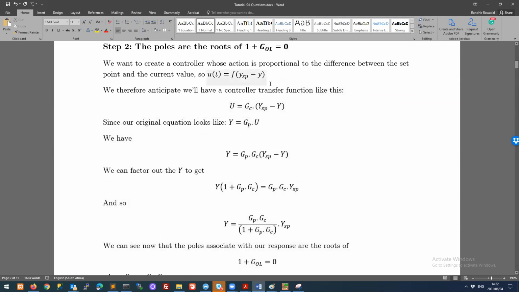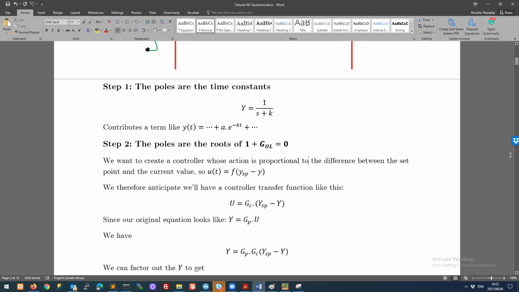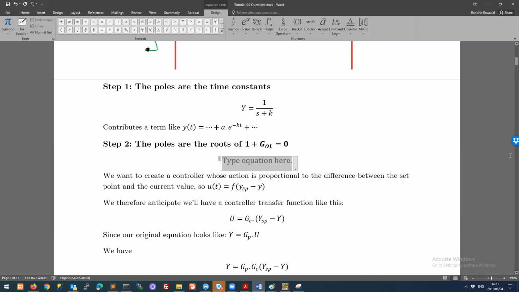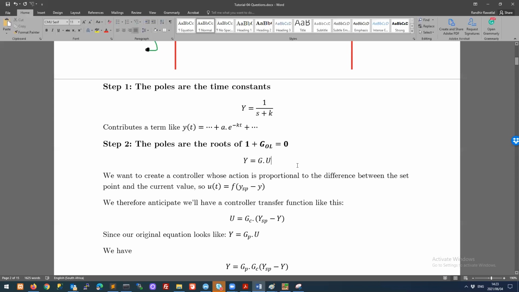So number one, we know that in our actual process, we are going to have some output y equal to our transfer function times our controller, right? So we let u be the control function, and y is the output function. For the control function, we are typically going to base that on the difference between the set point and our current value. In our process, we have a current value y, and we want to get to some set point y sp. So the difference between the set point and our current value is what we think of as the error. And so we want our control action to be proportional to that, right?